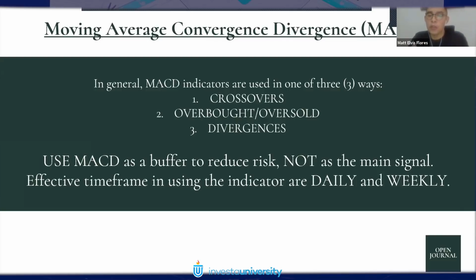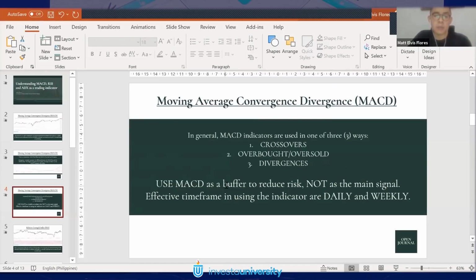we take advantage of the use of MACD lines, or the MACD indicator, moving average convergence divergence. Number one, through crossovers, 'di ba? Pangalawa is to identify the overbought or oversold conditions. Pangatlo, the use of divergences. Okay? So let me now show to you the different examples we have for MACD.